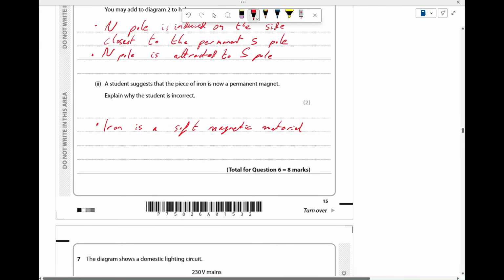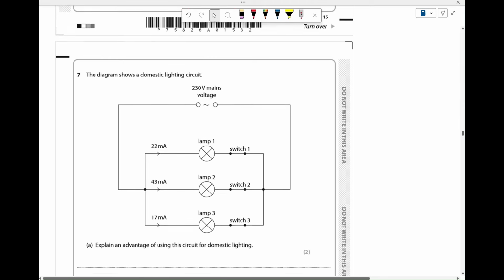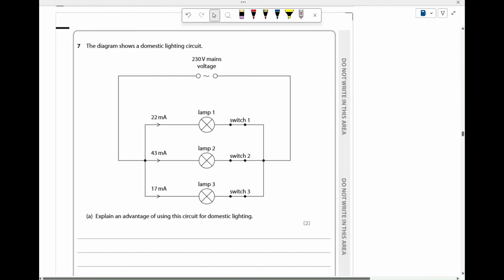Okay, iron's a soft magnetic material. So what does this mean? It loses its magnetism when removed from the magnetic field. Lovely.